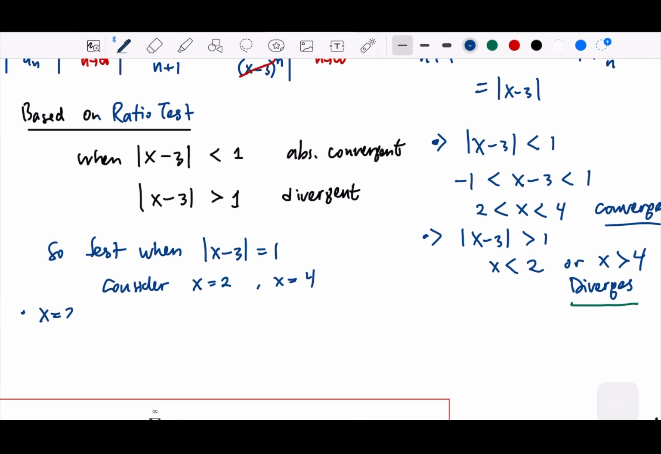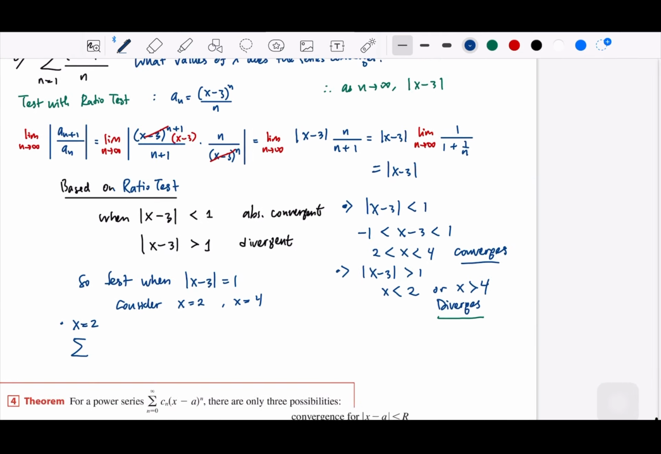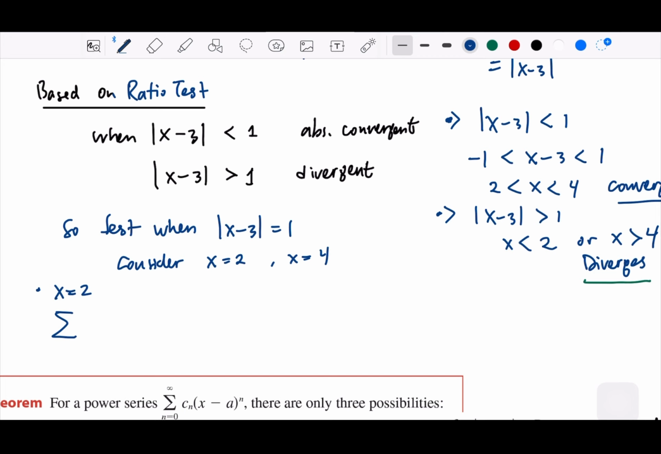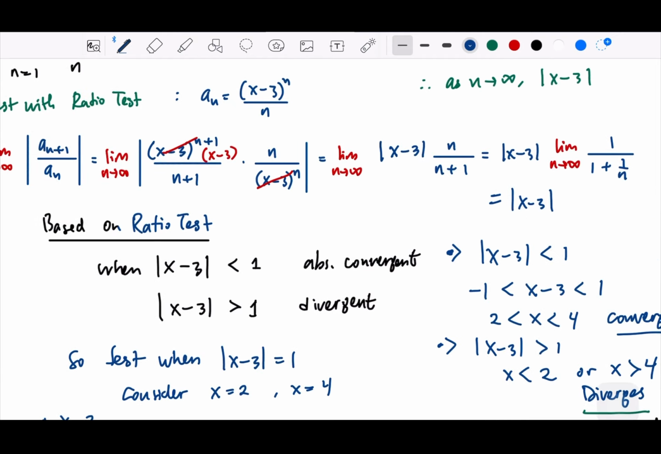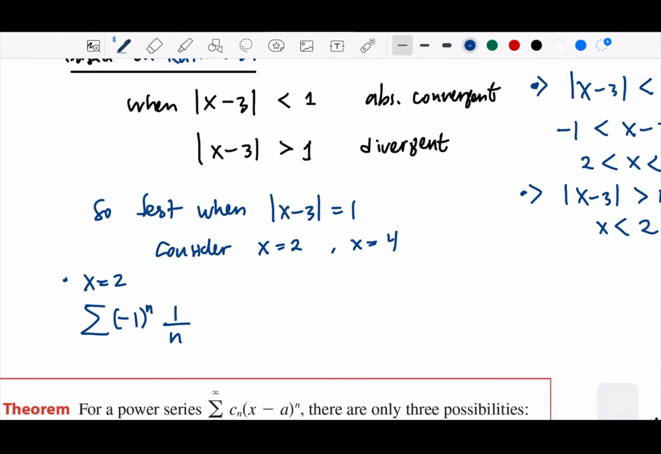So when x equals 2, the series becomes... what is the series? x minus 3, so it will be minus 1. So it becomes this series from n equals 1, which is an alternating series, which converges by the alternating series test, right?